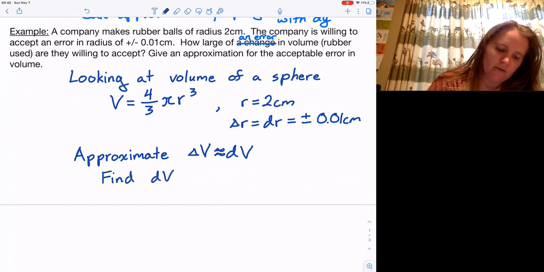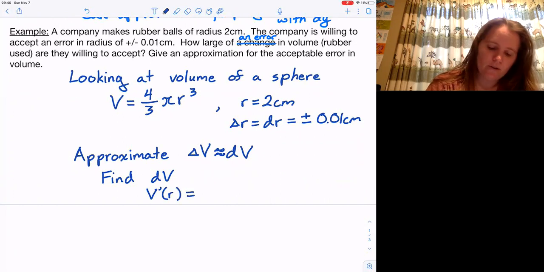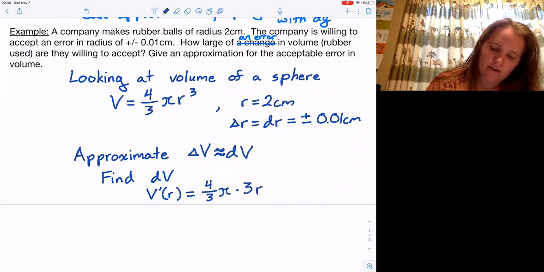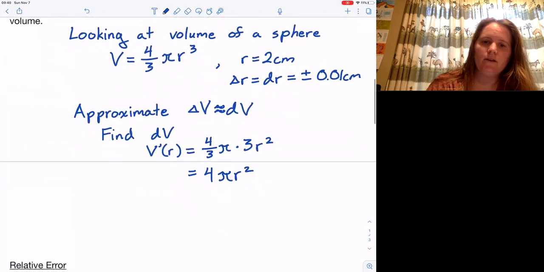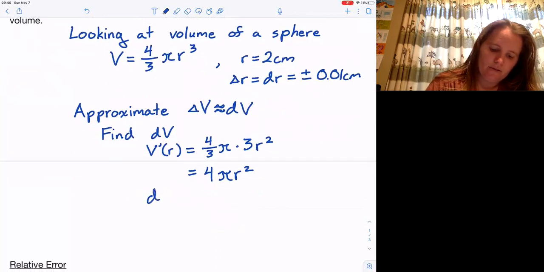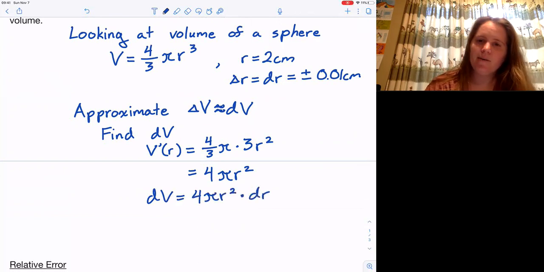So to do this, we need to find dV. And so we'll find the derivative of that volume function. So the derivative of the volume function, we have 4/3 pi times 3r squared, or 4 pi r squared. So dV is therefore 4 pi r squared times dr.